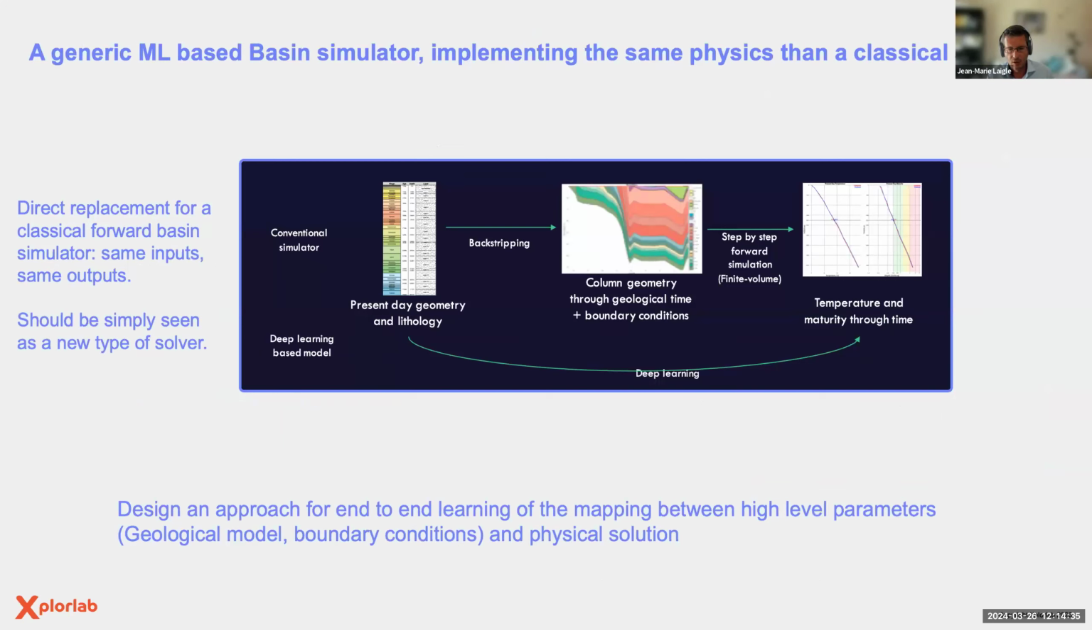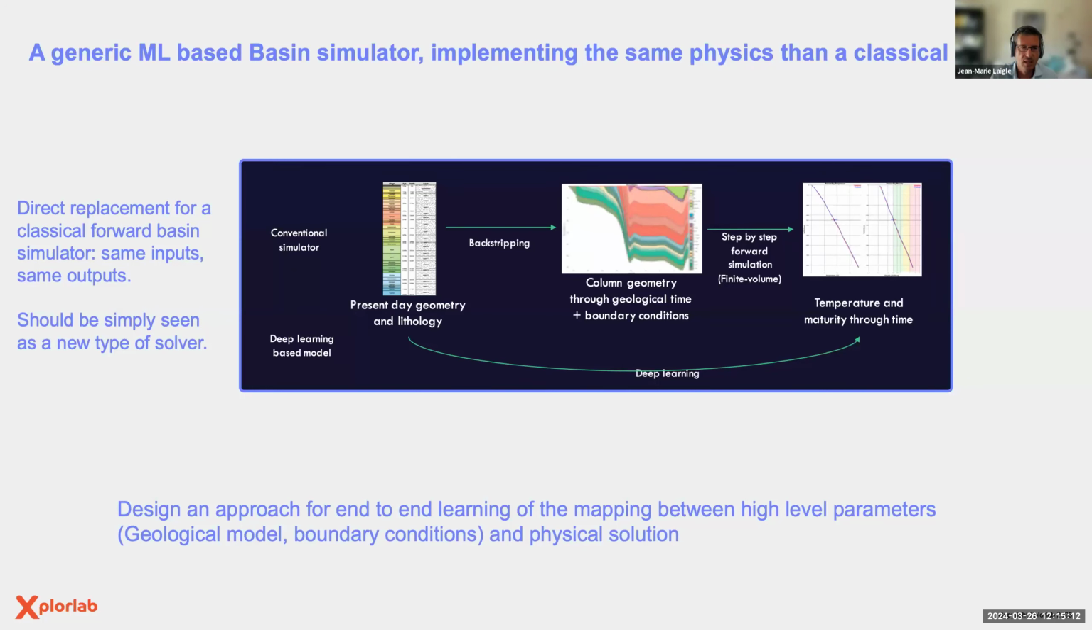So there is a range of approaches which are explored for many different problems. Here we have tailored a solution to this challenge, which is specifically designed for the problem of solving temperature, maturity, pressure, compaction in a basin. So this is a generic machine learning-based basin simulator, which implements the same physics as a classical simulator. It can be seen as a direct replacement for a classical simulator.